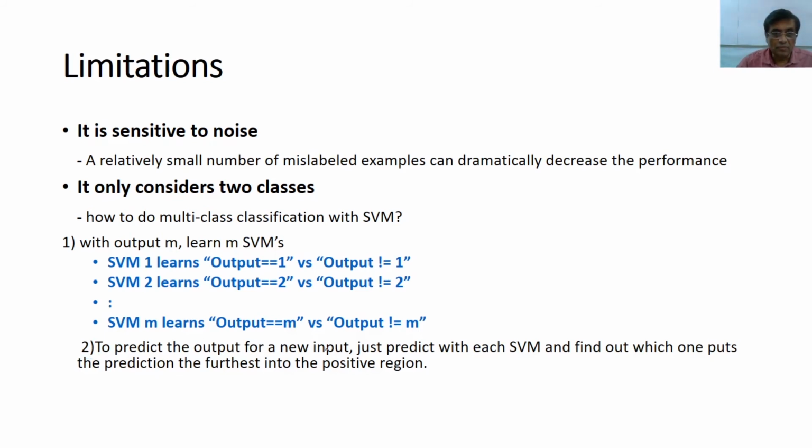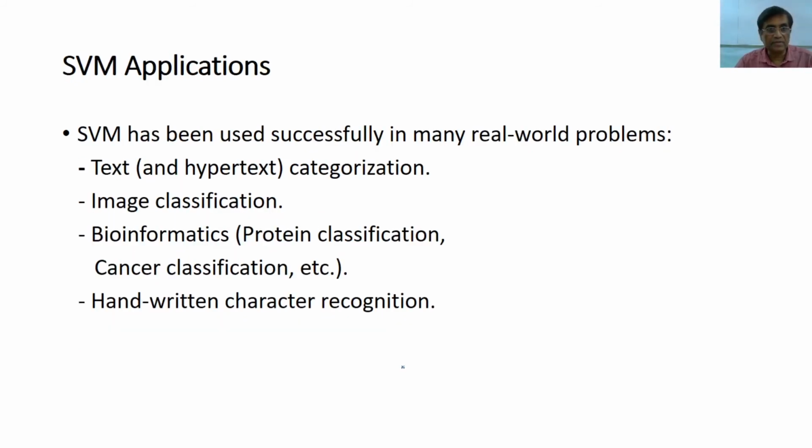Also, to predict the output of a new input, just predict with each support vector machine and find out which one puts the prediction the furthest in the positive region. Okay, so in this way you can, and there are so many applications: text categorization, image classification, handwritten character recognition, handwritten digit recognition, bioinformatics, protein classification. All kinds of classification tasks you can apply support vector machine to.